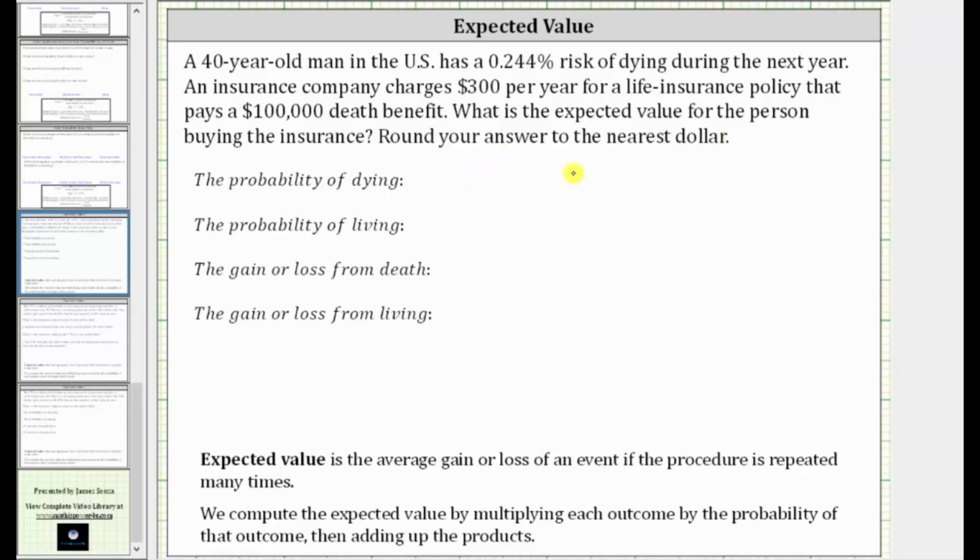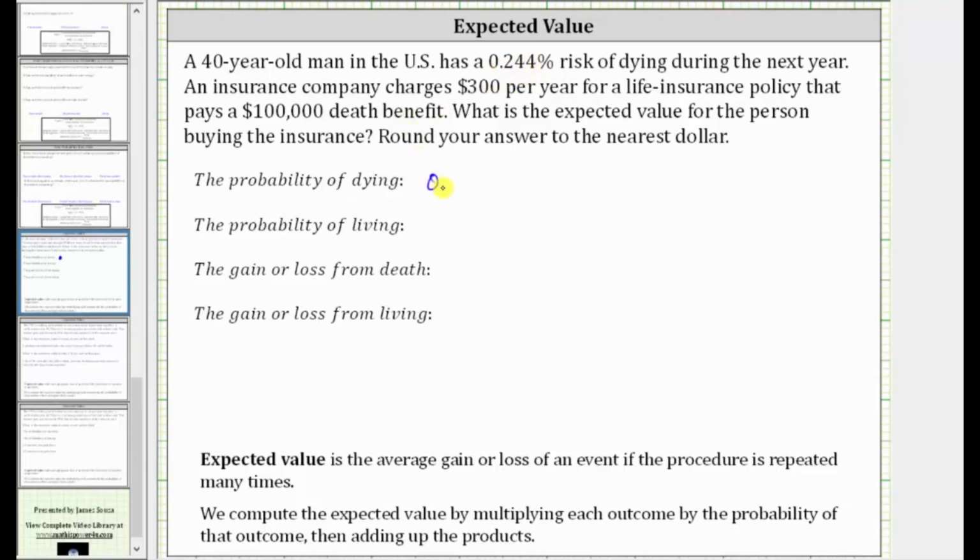The expected value is the average gain or loss of an event if the procedure was repeated many times. We compute the expected value by multiplying each outcome by the probability of that outcome, then adding up the products. So let's first determine the probability of dying, which is given as 0.244%, which we must express as a decimal.